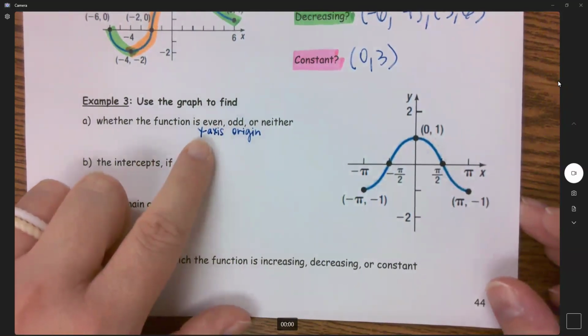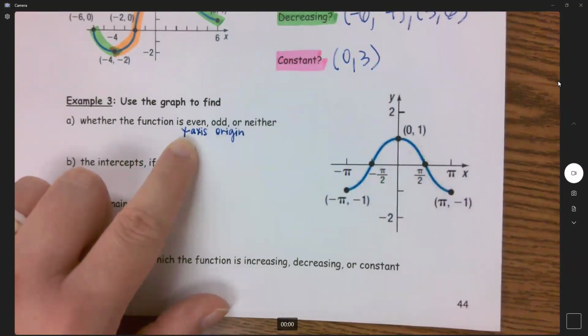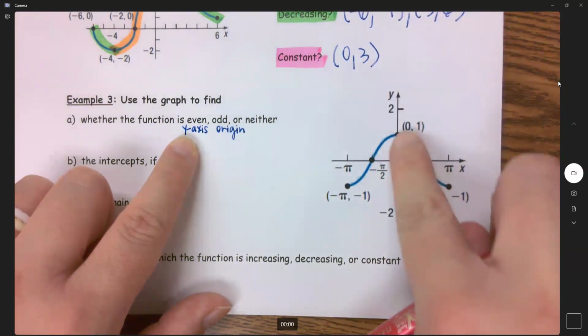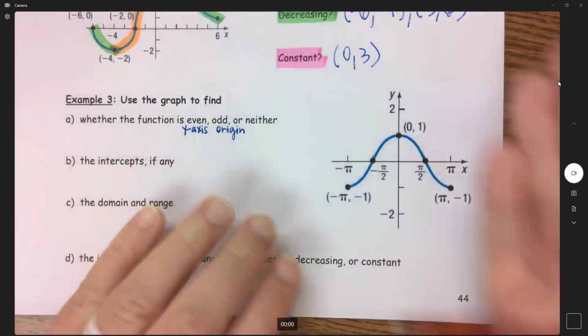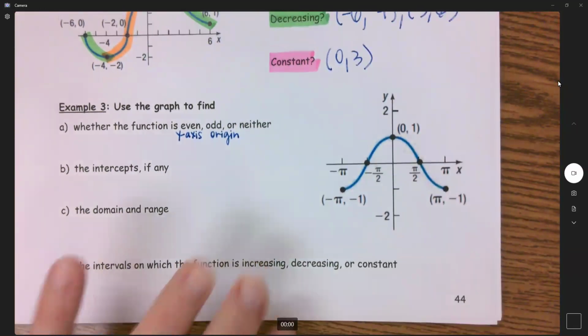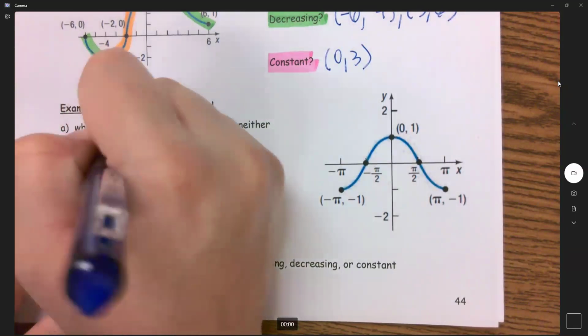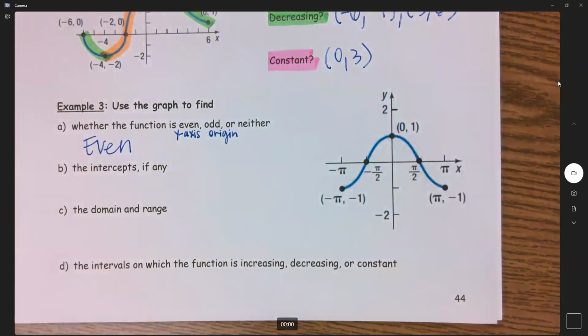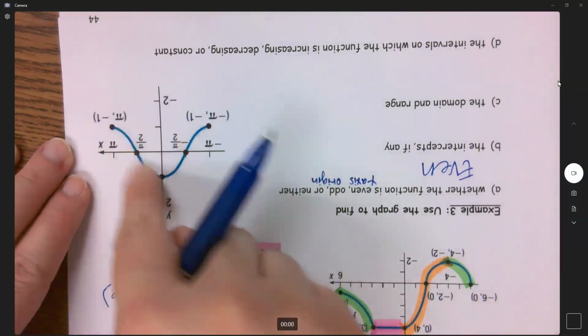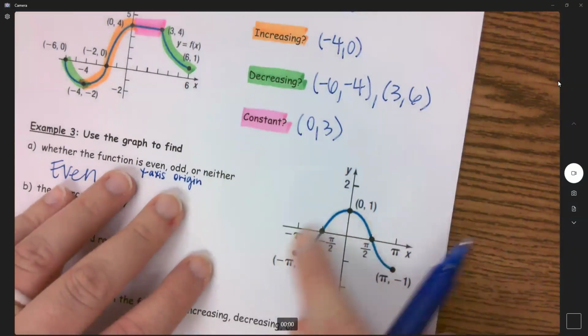So, does it have y-axis symmetry? It looks the same on the left and on the right as a mirror image. Yes, it swoops down, it swoops down. If you fold that on top of each other, everything is going to land right on top. So this is an even function. And you can see if you rotate that, now this is opening up, which it was opening down.